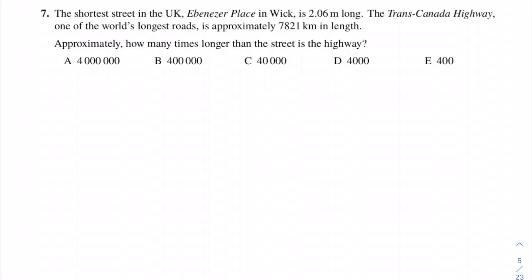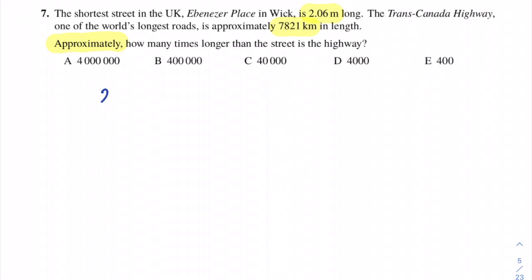The Trans-Canada Highway, one of the world's longest roads, is approximately 7,821 kilometres in length. Approximately how many times longer than the street is the highway? Okay, so the key word to this question is approximately. So we need to take each of these figures and approximate them by either rounding them up or down.